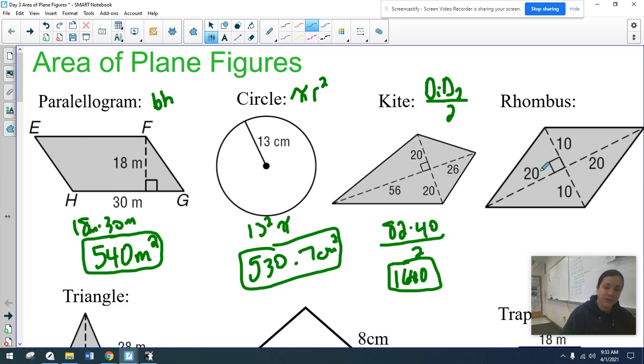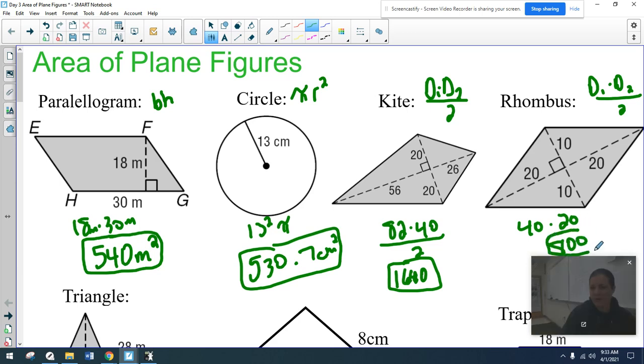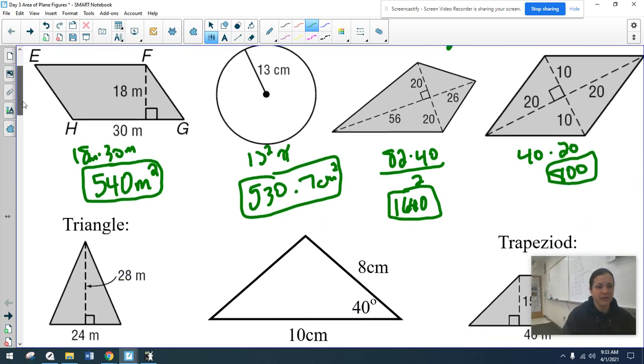Okay, and then a rhombus is going to be the same thing. So rhombus and kite have the same formula. Notice they almost look like the same picture. So rhombus is diagonal 1 times diagonal 2 divided by 2. So that's going to give me 40 times 20, and 40 times 20 is, I think, 800, but I'm going to double check. Yes. So that's going to give me 800 square feet or square units. Okay, so all you really need to know for these are the formulas.